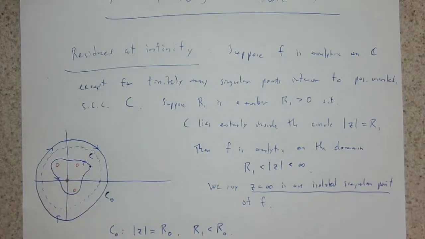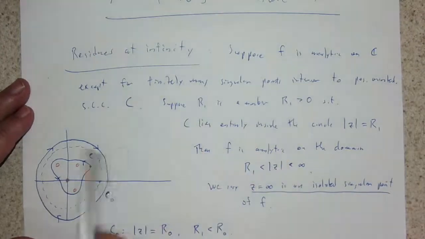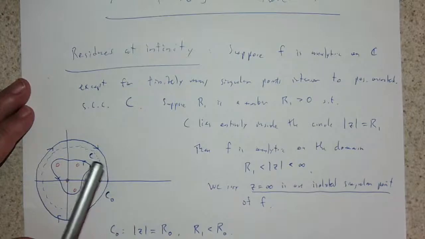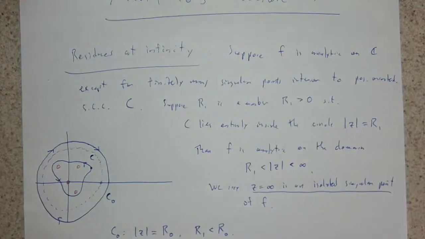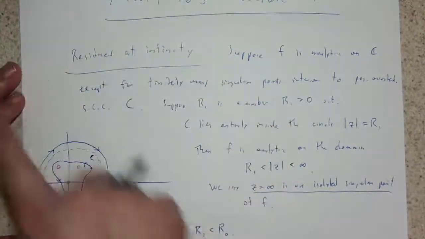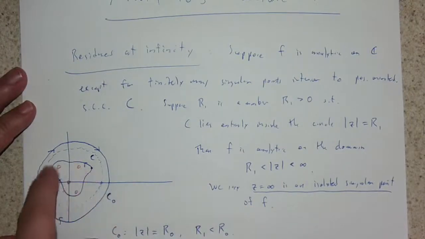Now, I want to define residue in a way that is consistent with the way that I defined residue for singular points that look like this. So if I want to do that, I need to talk about a curve that encloses that singular point. Here, that singular point that I'm talking about is the point at infinity. You can view the point at infinity as being off, so you keep going out the finite plane to the end. The point at infinity is that direction, but it's also that direction, that direction, that direction.